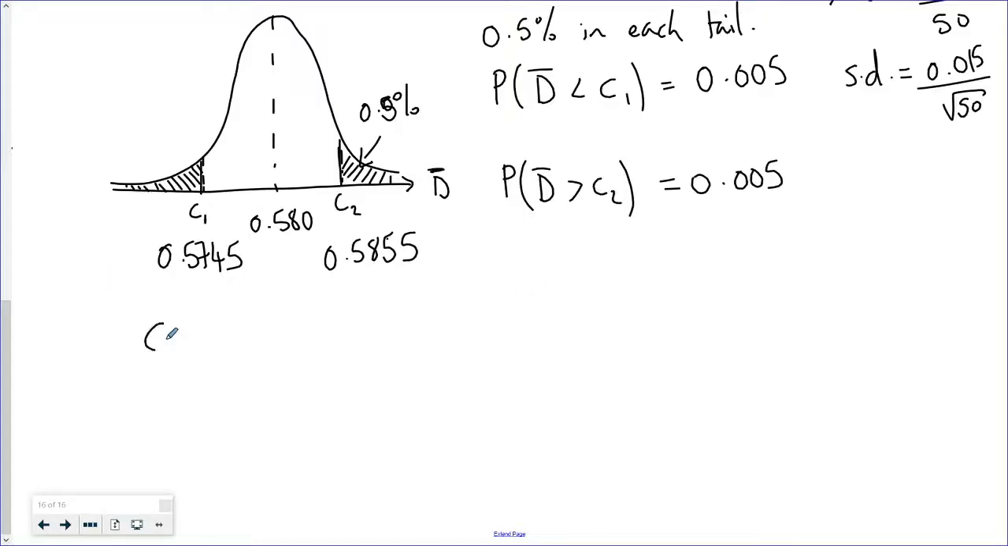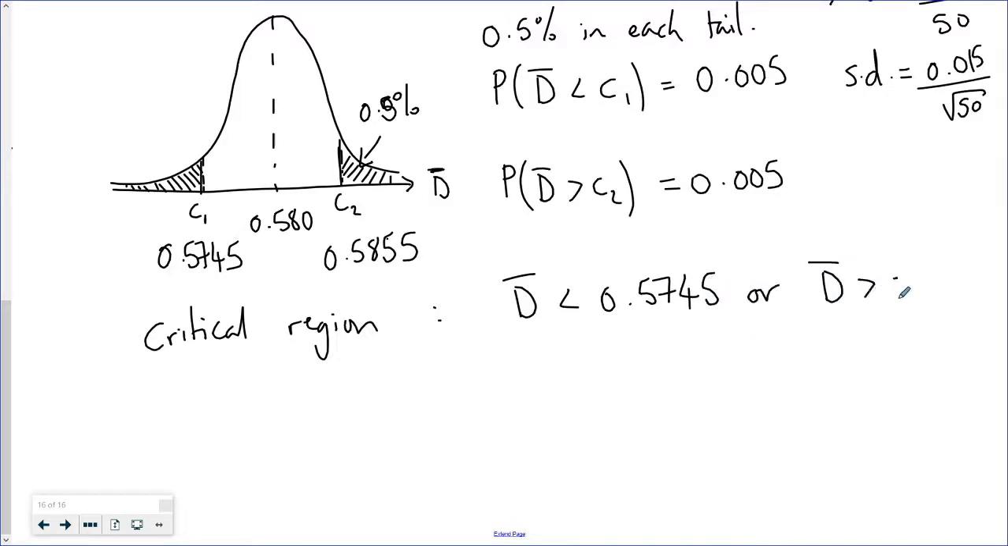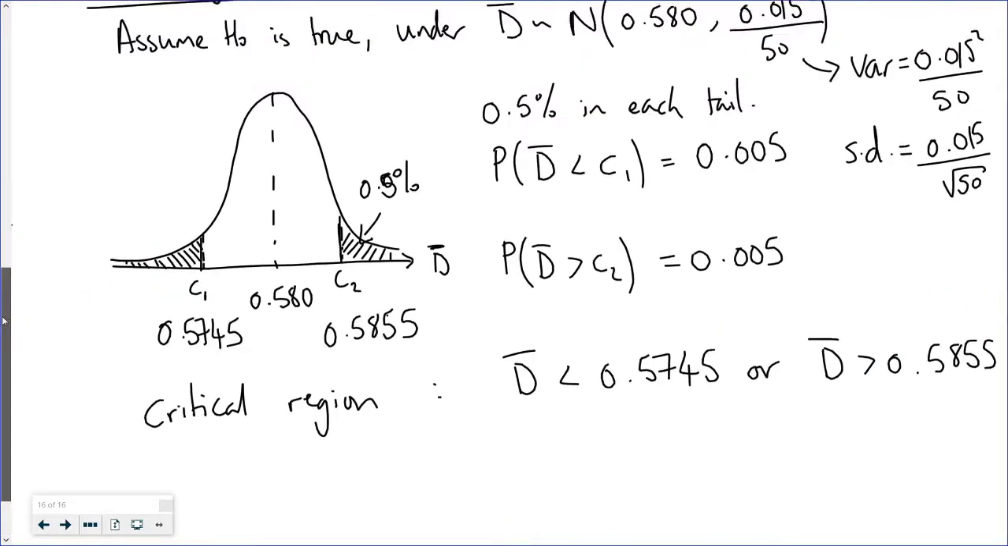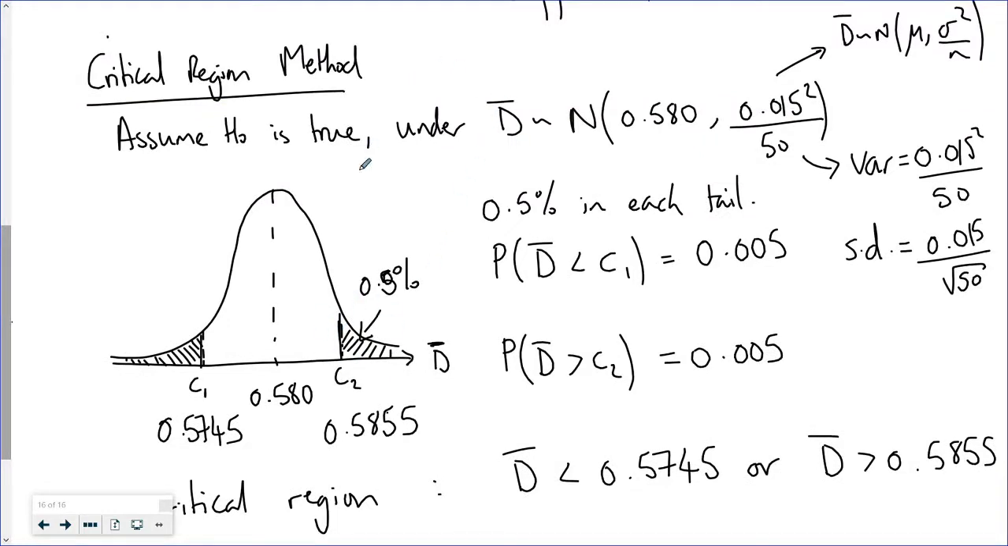So now we can write down what the critical region is. So our critical region is D bar needs to either be less than 0.5745 or D bar can be greater than 0.5855. And the reason why we can reject H0 if we're in this region is because it's really unlikely to be in this critical region if H0 is true. So if we land in this critical region, we conclude that this distribution is probably wrong because it's so unlikely that I would land here.